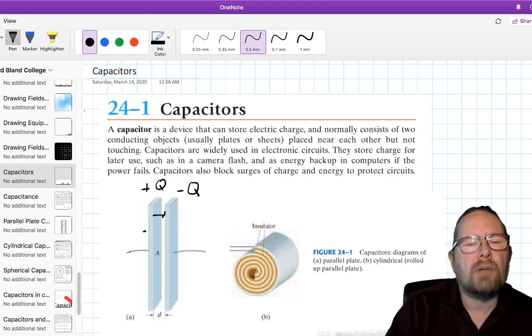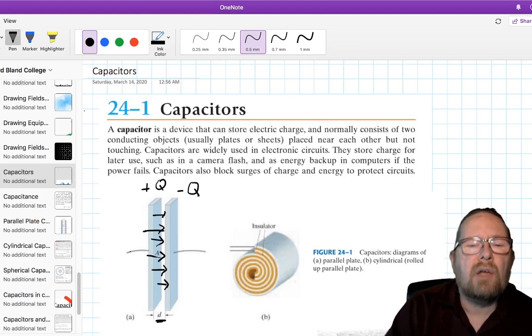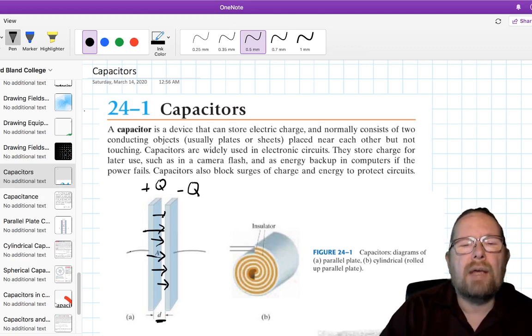The electric field lines are going to point from positive to negative, and that electric field will be constant and uniform in that gap. But electrical charges can't flow through that gap because they're separated by a gap of either air or some kind of non-conducting material. If you put non-conducting material between the plates of a capacitor, we usually refer to that material as a dielectric.